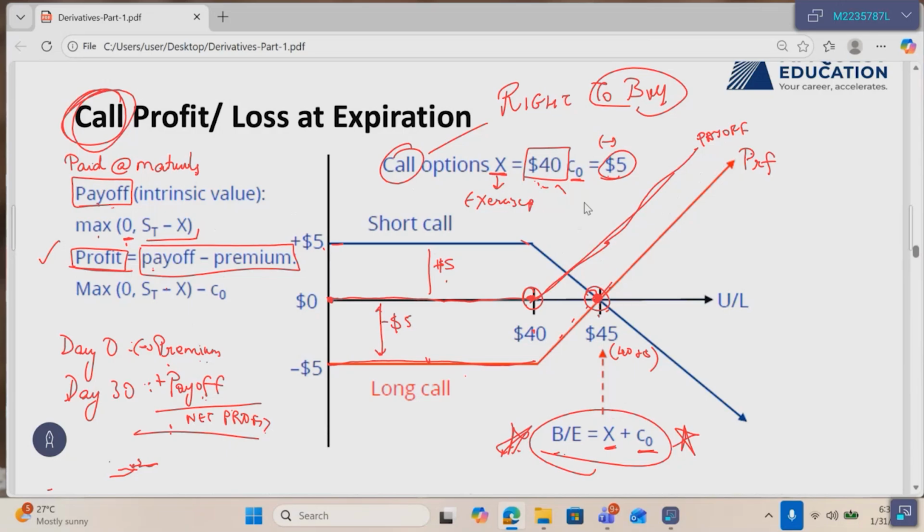Because a call is to buy. So when you're buying, you want the price to go up so that you are benefited at a cheaper price. Clear? But when you're selling, you are benefited at a lower price because you're selling high and the price should fall. Clear? So that is buying: long call, short call, and the payoff and the profit diagram. Clear? I will explain to you this payoff and profit.